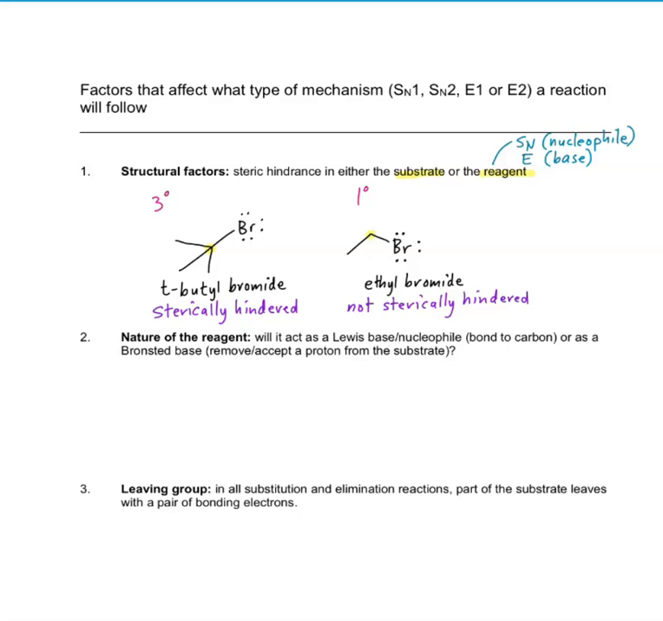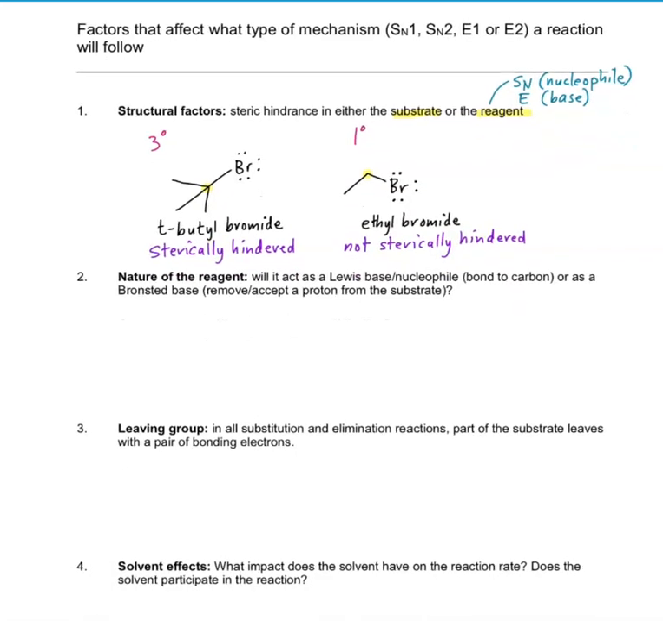So we're going to need to be able to look at compounds, and once you get the hang of this, after the first few examples, it's very easy to do. We need to look at compounds and assess how much steric hindrance is present. Now the same thing might be true in the reagent. So whether something is going to act as a nucleophile or a base might have something to do with how sterically hindered it is.